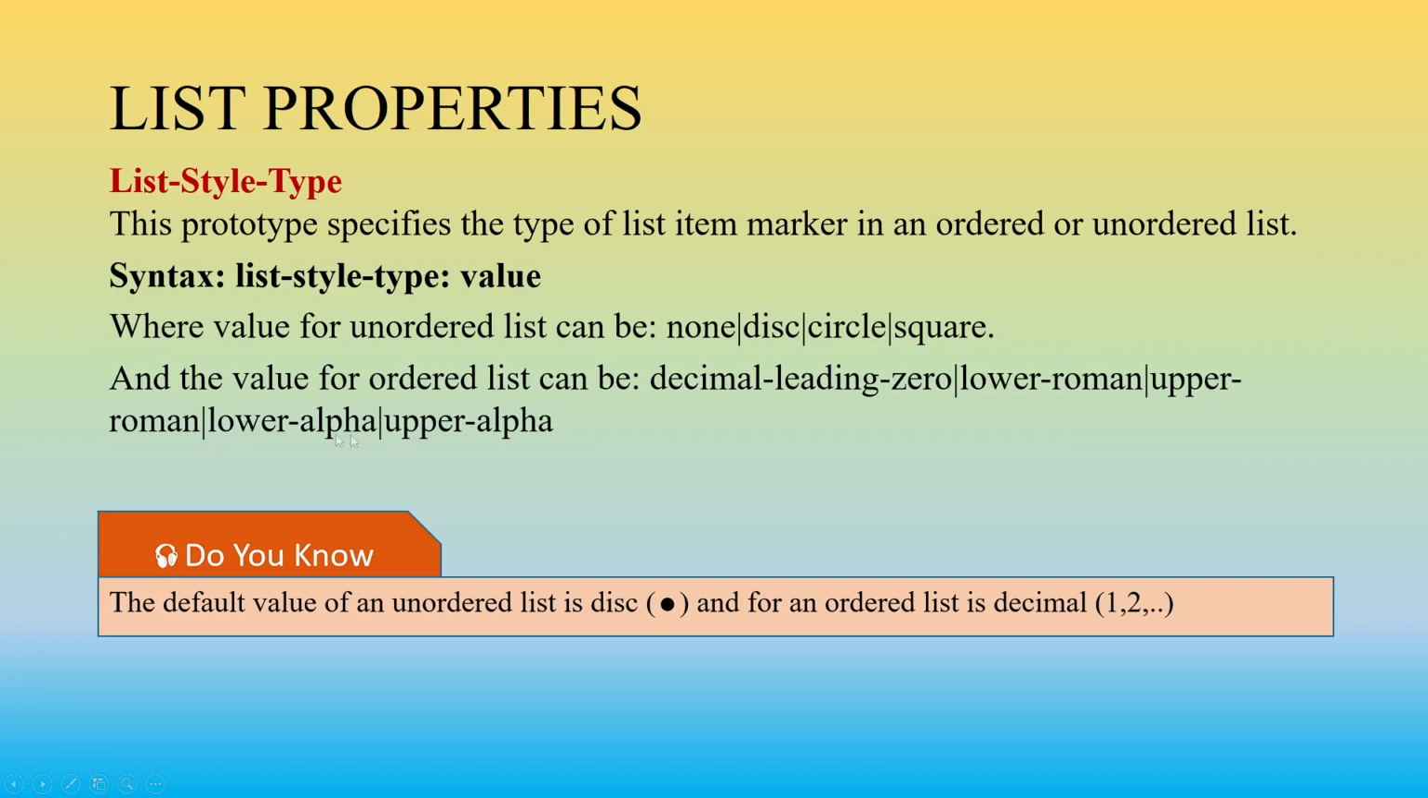Lower alpha means small a, b, c, d, or upper alpha means capital A, B, C, D. The default value of an unordered list is the disk, and for an ordered list it is decimal. This is Arabic decimal, which is 1, 2, 3, 4.